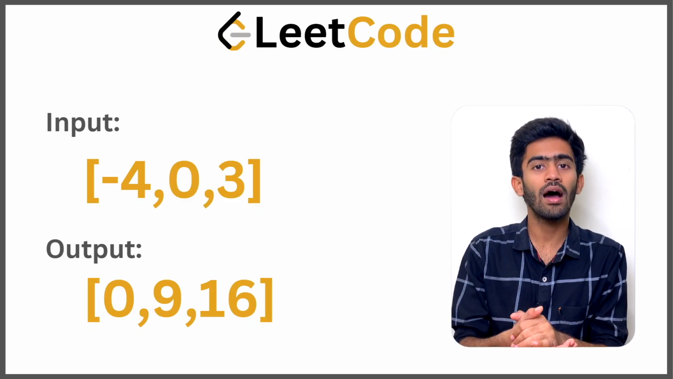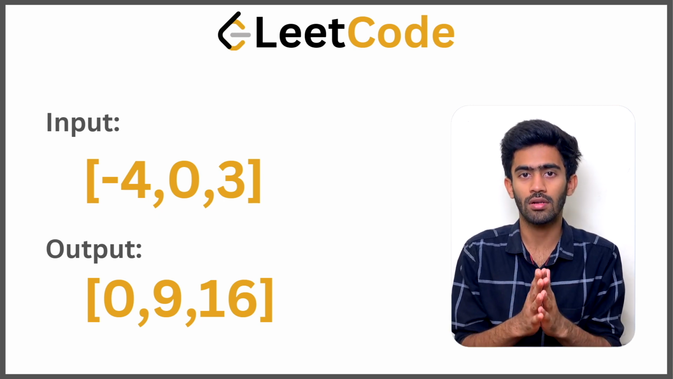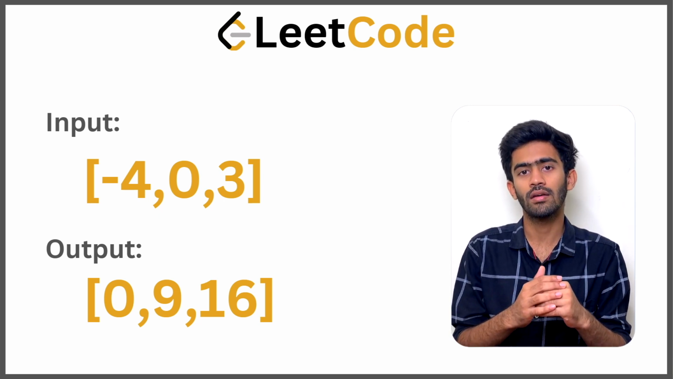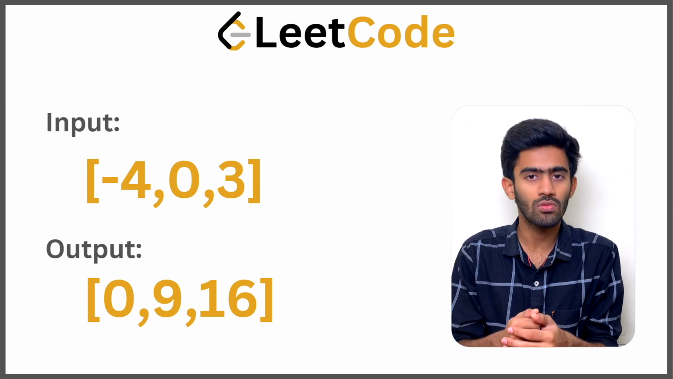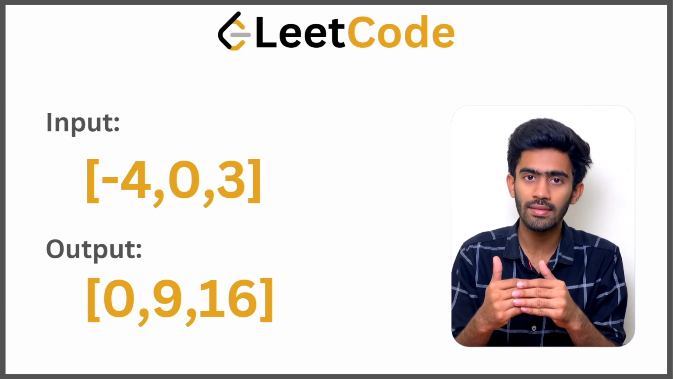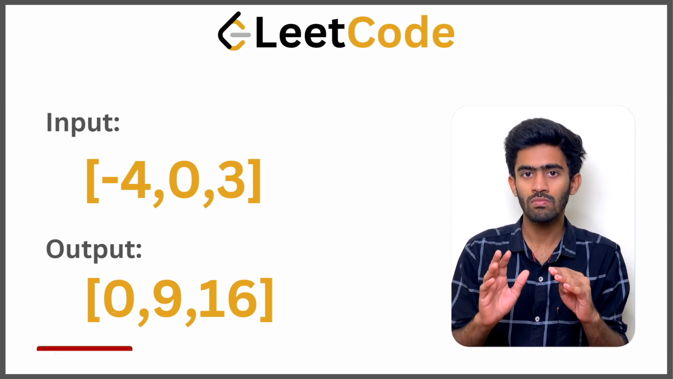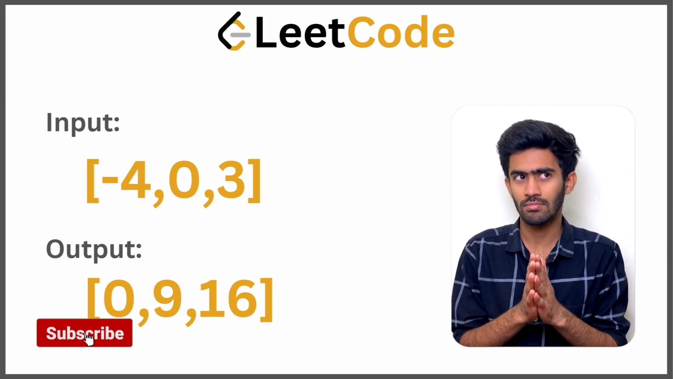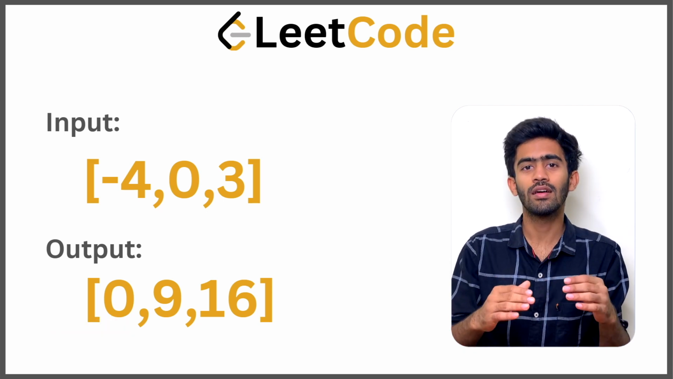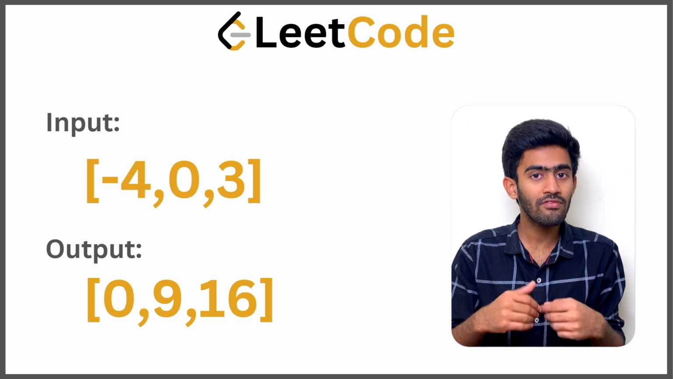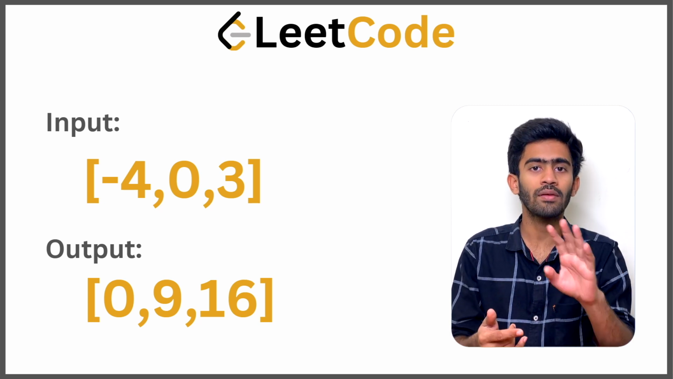We are given an array which is already sorted. So we're given a sorted array, and what we would have to do is square this array and then return that array. Not that simple, but what we have to do is after squaring, the array must be sorted.